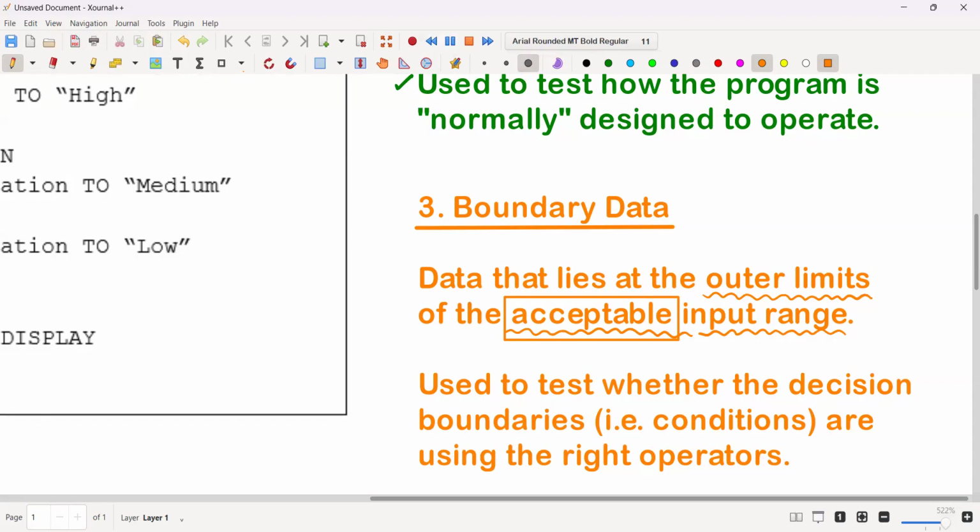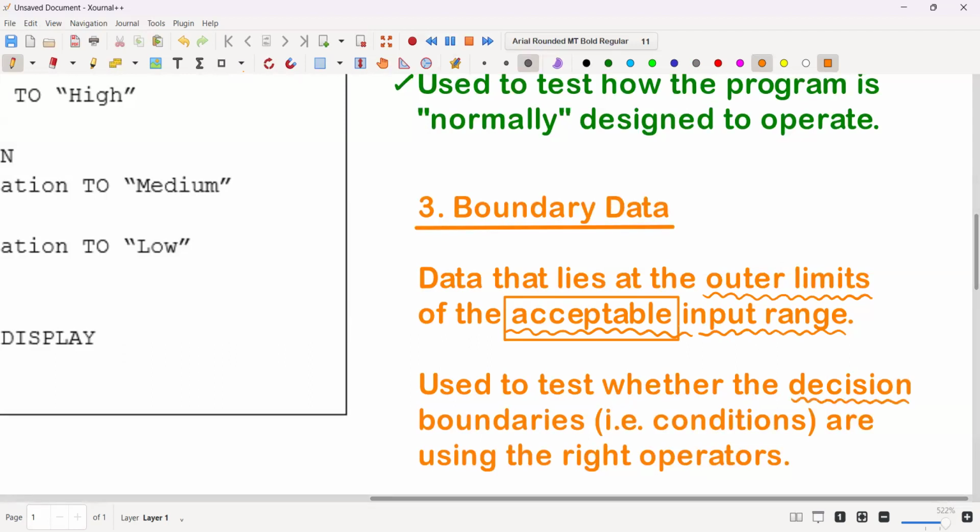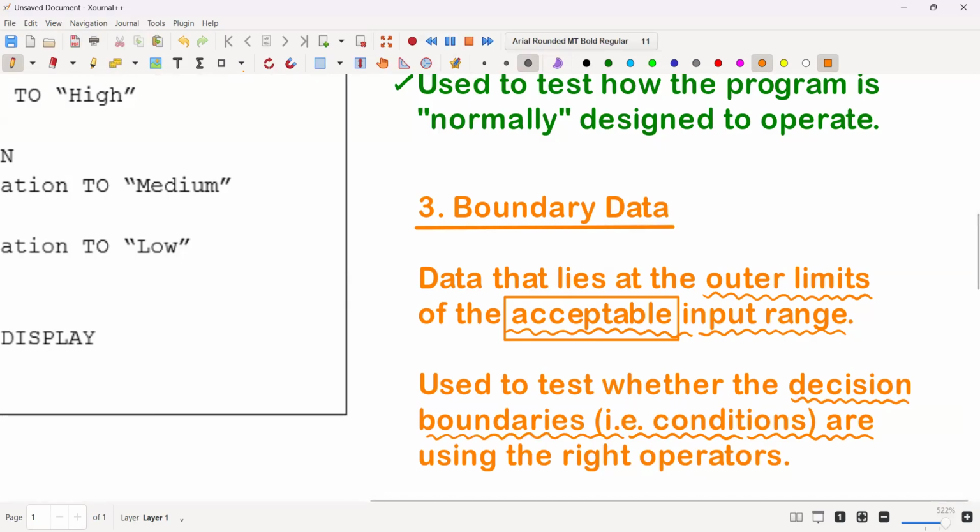Sometimes there are upper bounds, sometimes there are lower bounds, depending on whether you have two bounds. Sometimes you have conditions where you only have one bound, in which case you only have one boundary data. But otherwise, the boundary data is usually within the acceptable input range, but on the outer limits of what's accepted. And we use boundary data to test whether the decision boundaries, or our conditions, are working properly and use the right operators. For example, have we used a greater than sign when we were supposed to use a greater than or equal sign? That's what these boundary data tests are used to validate.